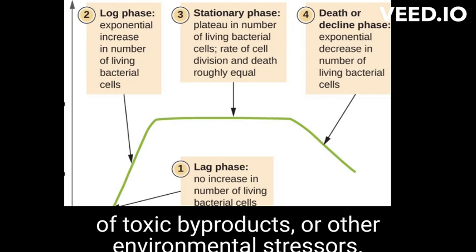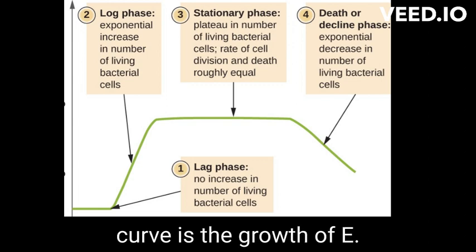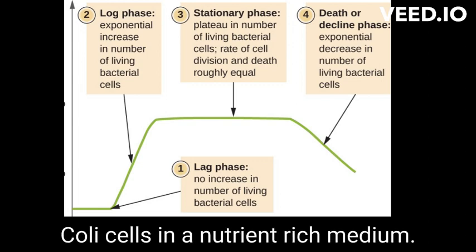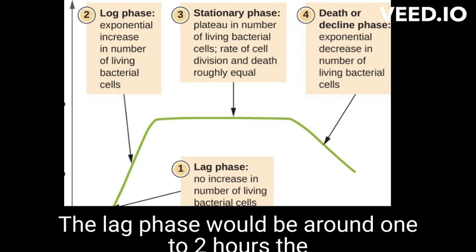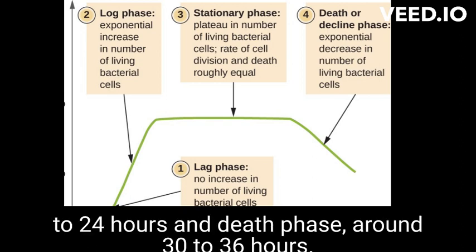An example of a bacterial growth curve is the growth of E. coli cells in a nutrient-rich medium. The lag phase would be around 1 to 2 hours, the log phase 12 to 16 hours, the stationary phase around 20 to 24 hours, and the death phase around 30 to 36 hours.